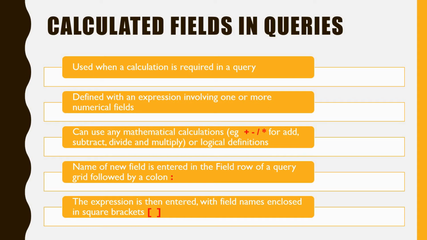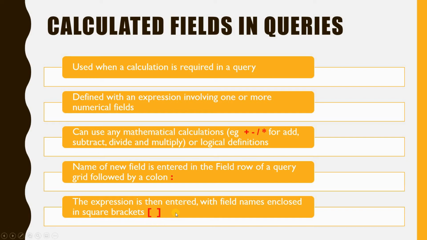It allows, for example, two fields to be multiplied together, or for a price field to be multiplied by a percentage, or a discount applied to all values in a particular field. The name of the new field is entered in the field row of a query grid, followed by a colon, that's one dot on top of the other, as shown. The expression is then entered with field names enclosed in square brackets. It can be used like any other field. It can be used for selection, for sorting, or appearing in forms and reports.